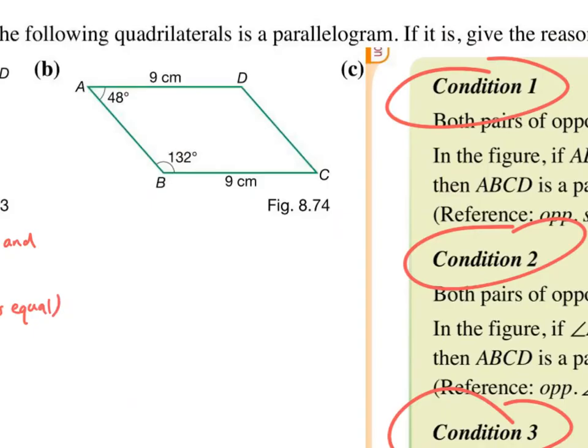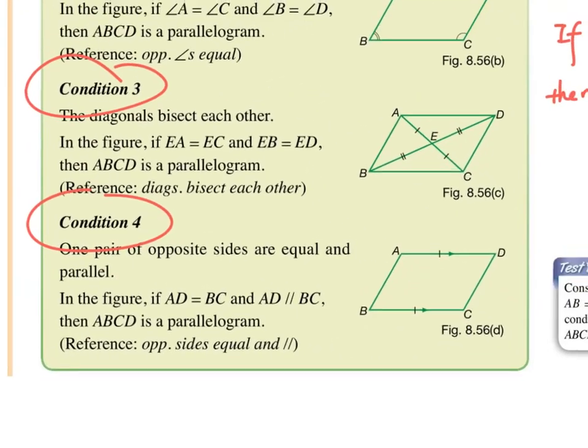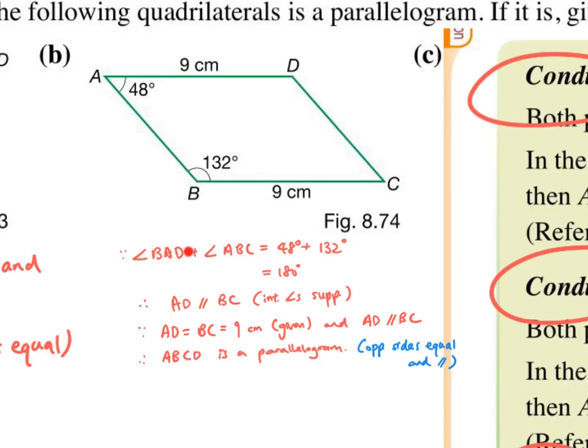Look at part B. Now you already have 1 pair of opposite sides equal, and you can see that there are 2 angles given here, and the sum of them is equal to 180 degrees. It means that AD can be proved to be parallel to BC. It means that you can look for condition 4. We have 1 pair of opposite sides equal and parallel. Okay, so now you can check the presentation.